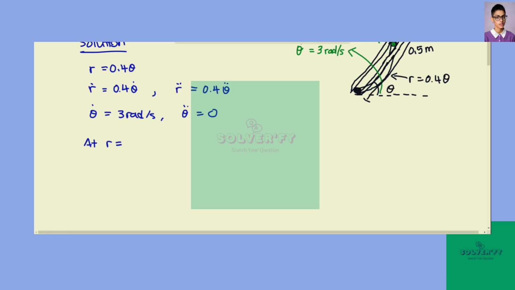At r equals 0.5 meters, theta is r divided by 0.4. So 0.5 divided by 0.4, you get 1.25 radians. And then r dot is 0.4 times 3, and this is 1.2 meters per second.